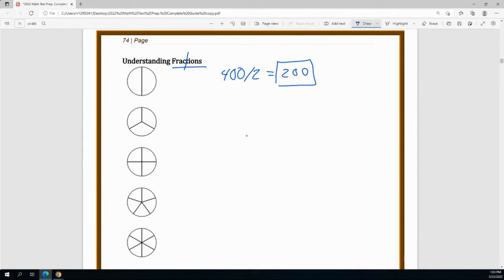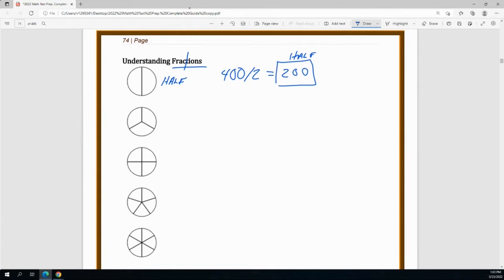Is it a part of it? Yeah. In fact, it's half, right? So fractions, that's all it means, is showing a part of something that used to be whole. So for instance, let's take this first one. This first one up here is called half.